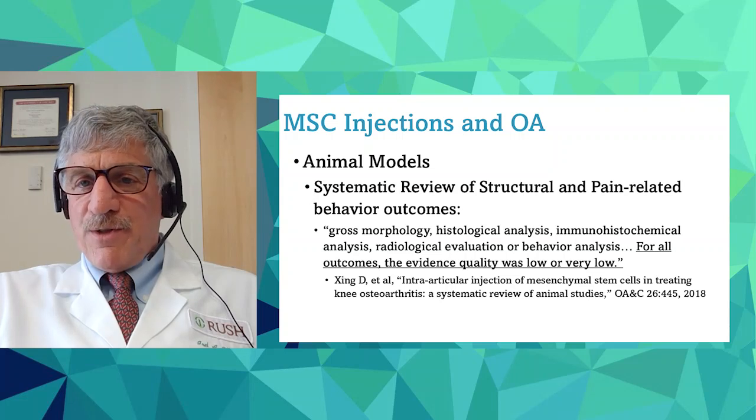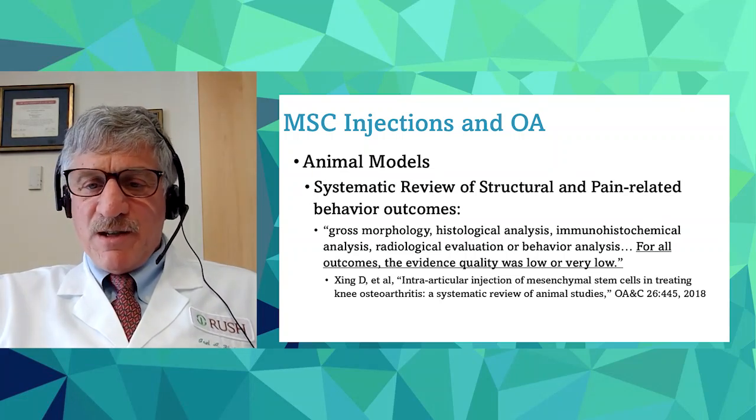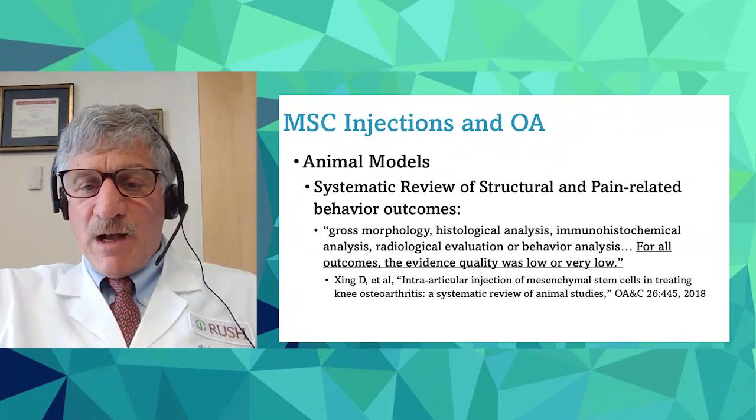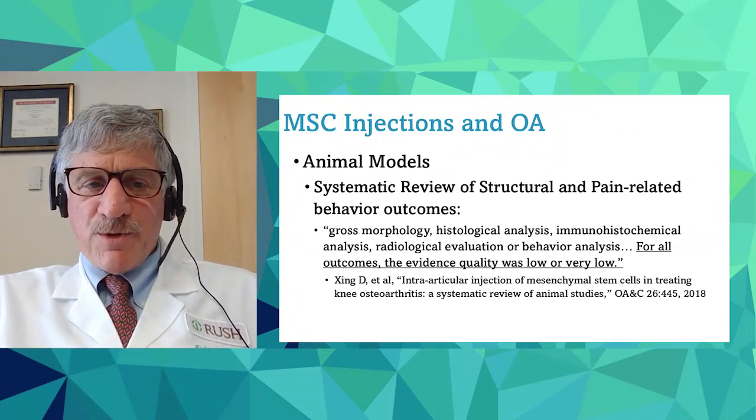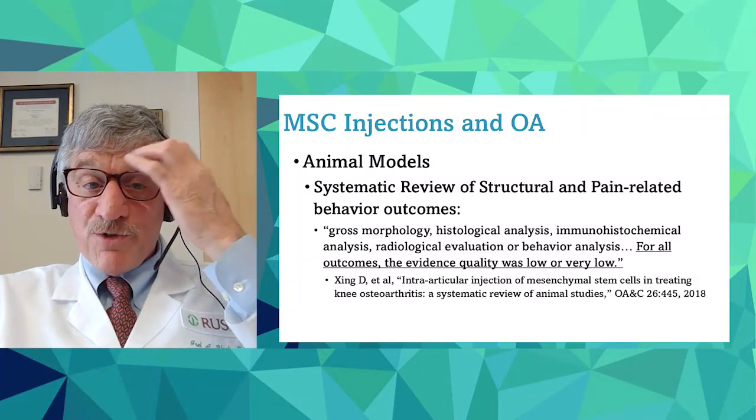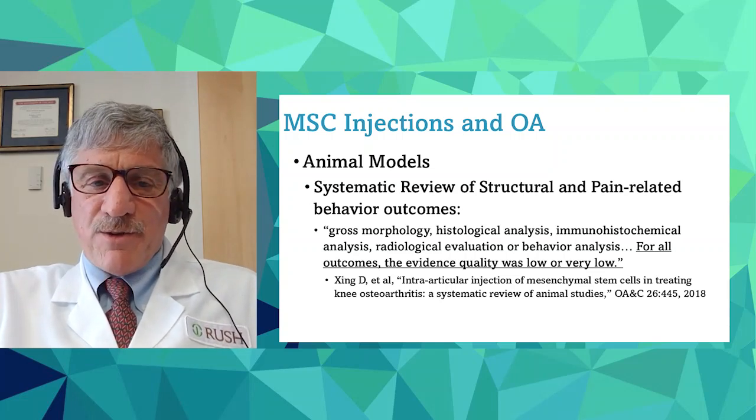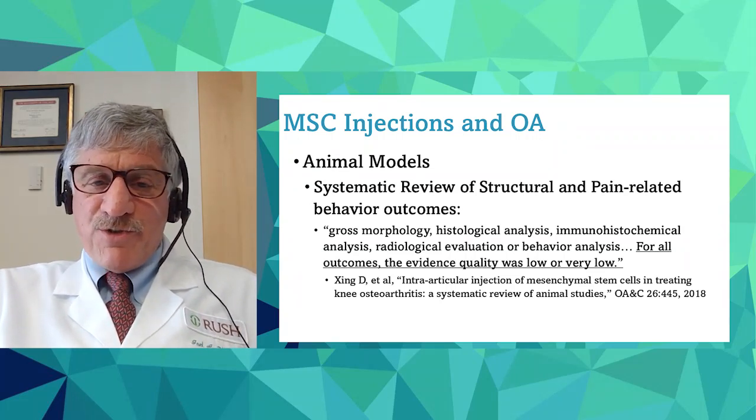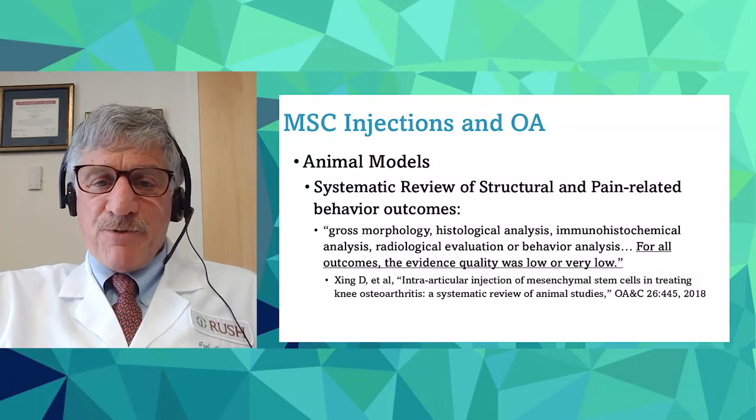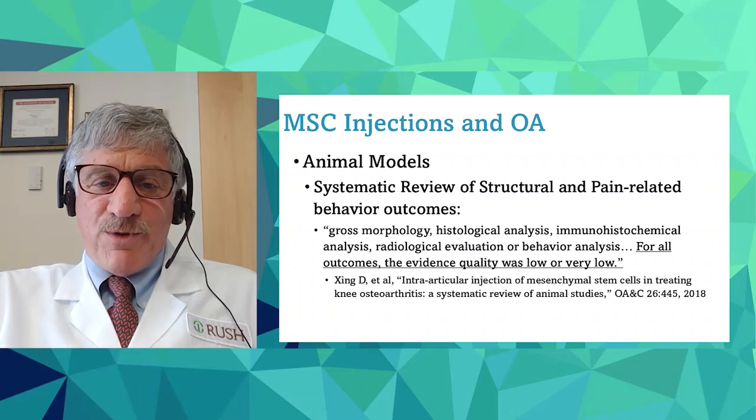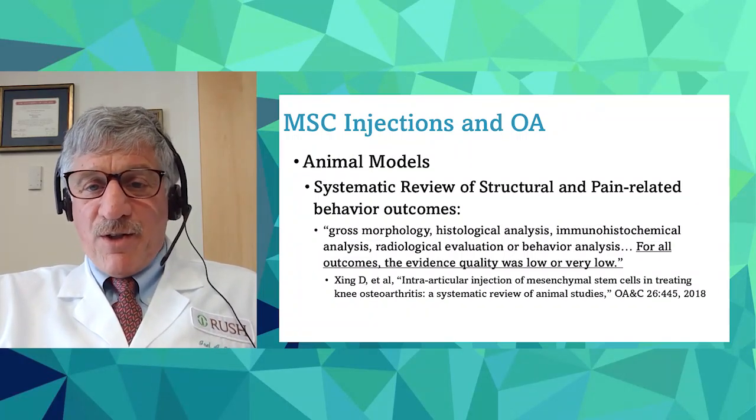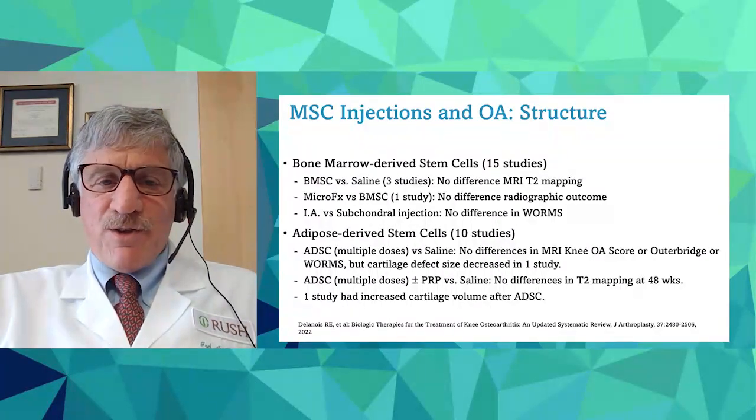Now, how useful are these? Well, generally in human diseases, we like to demonstrate that an approach is useful in animal models before we bring it to humans. How are stem cell injections doing in the animals? Well, if you look in OA and cartilage a few years ago, there's a systematic review of both structure and pain in translational models. They looked at gross morphology, histology, immunohistochemical, radiologic, and behavioral analysis for pain, and for all outcomes, the evidence quality was either low or very low. There was really no evidence that these were beneficial at all. Nonetheless, despite that in animals, it's widely used in humans.